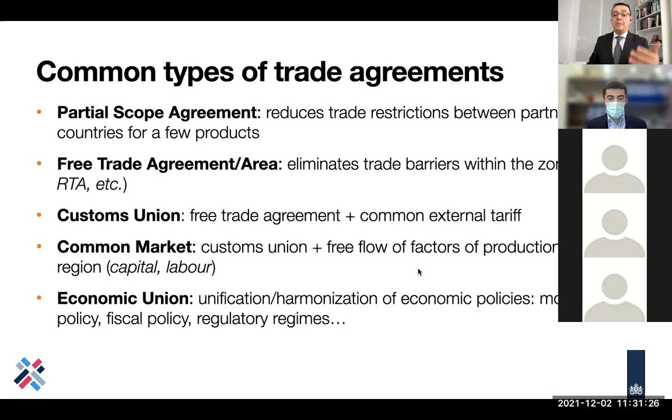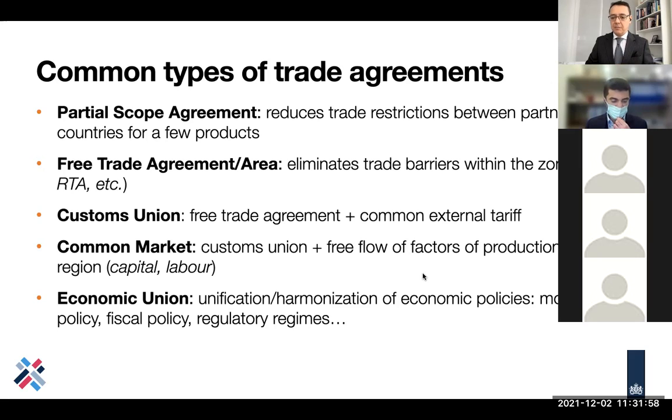Then there is an economic union, which the EU is partially one, because then it's not only a shared trade regime, it's also a shared economic regime of some sort. So the EU, parts of the EU share the euro. So they share a common currency. Other countries don't share the currency, and they're still part of the EU.